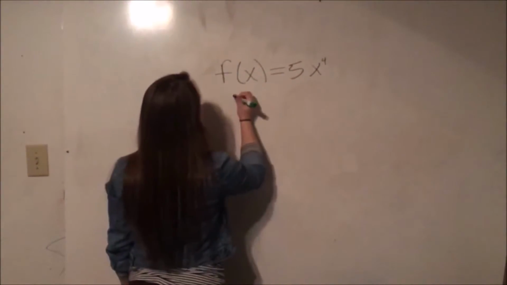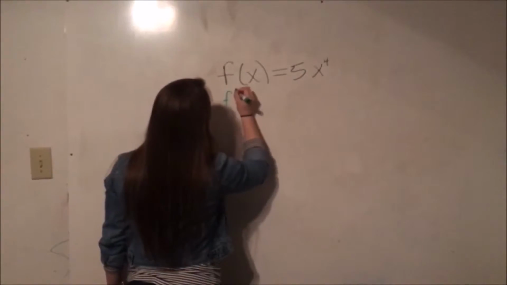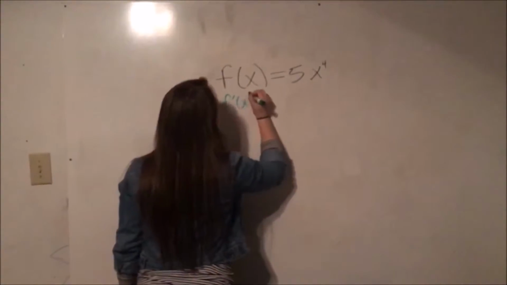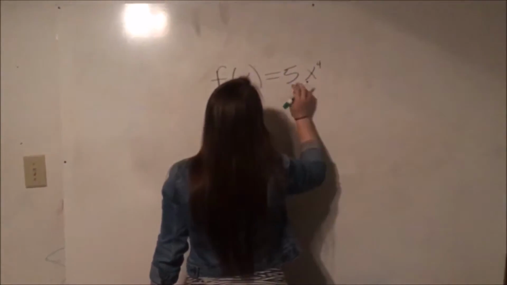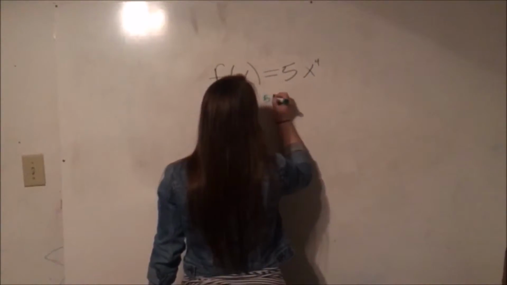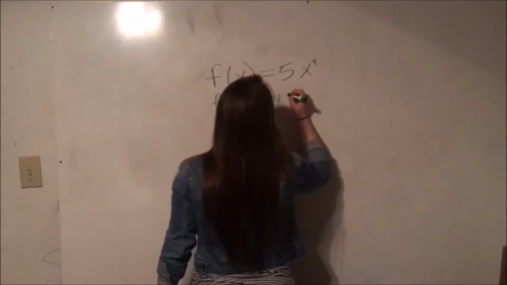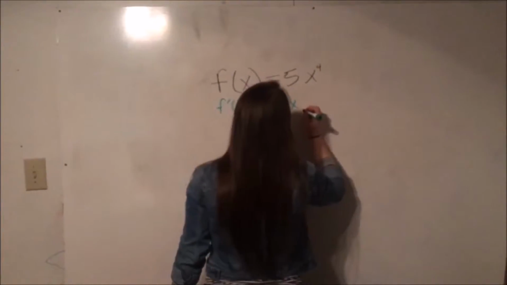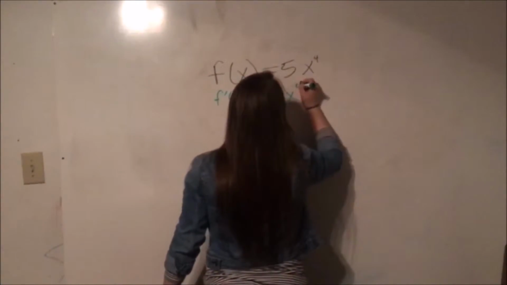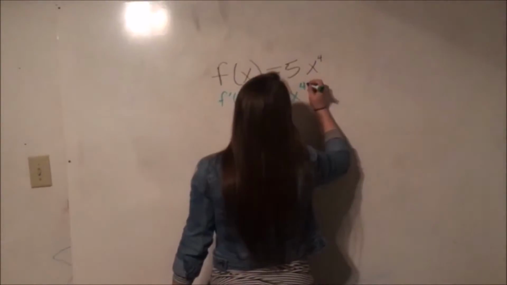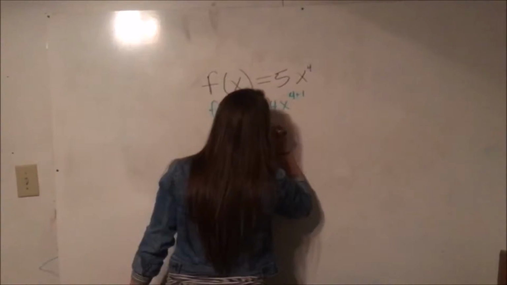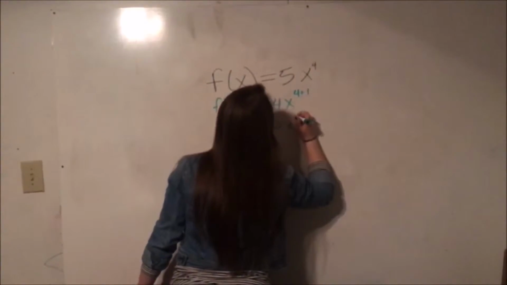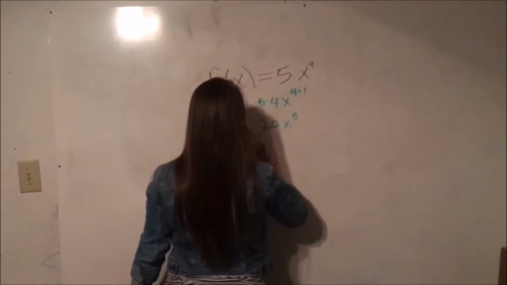Okay, so the derivative, which is f prime of x, equals exponent times coefficient, so 5 times 4 x. Okay, so 20x to the 5th is the derivative.